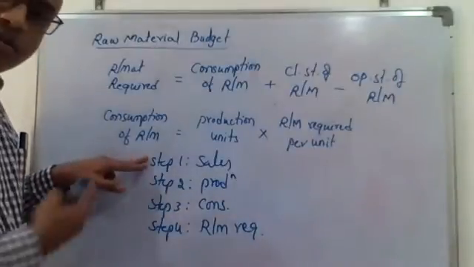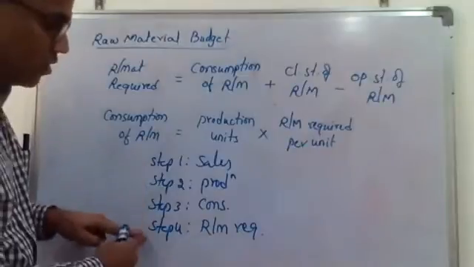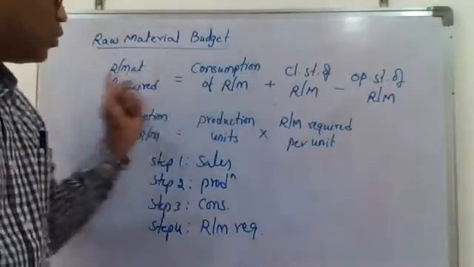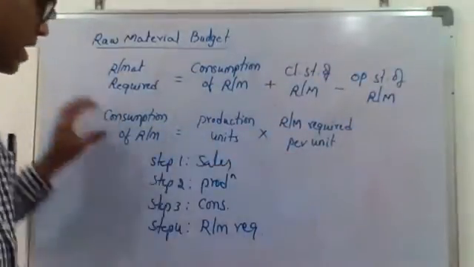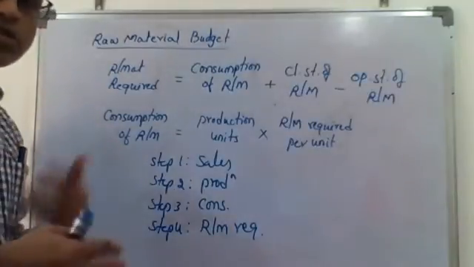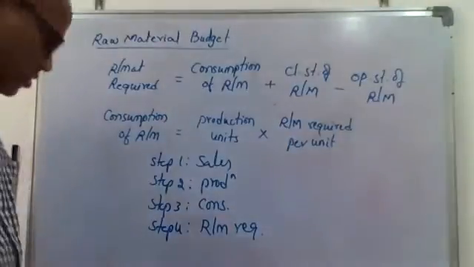If sales is given, try to find out production. From the production, try to find out consumption. From there, you can find out raw material required. If consumption is directly given, we'll finish it in this process. If production is given, we'll have 2 steps. If sales is given, we'll have 3 steps. So it depends on the information given in the question, right? So let me proceed.